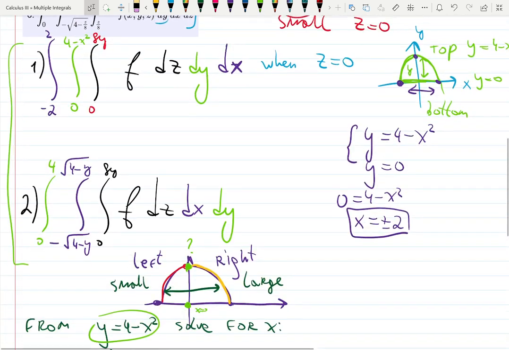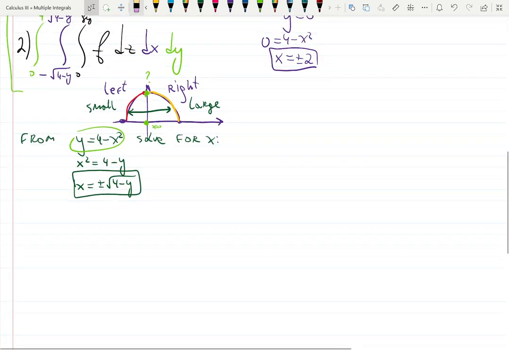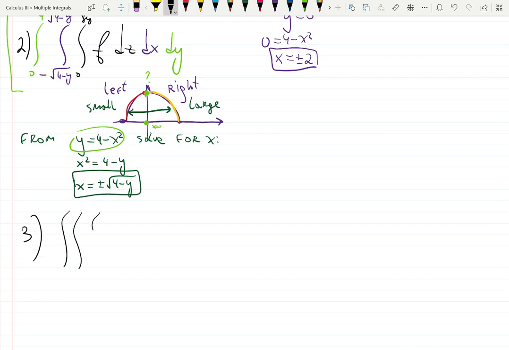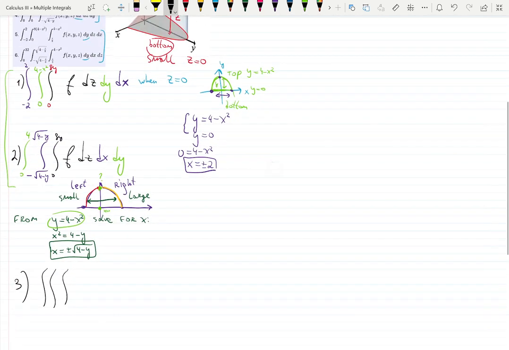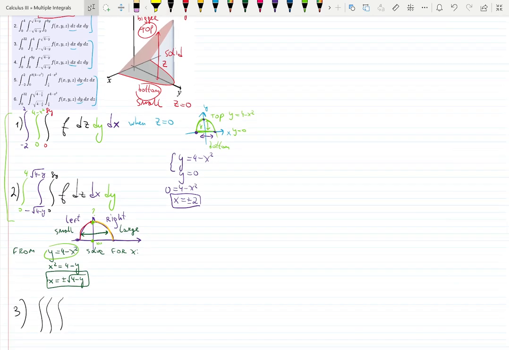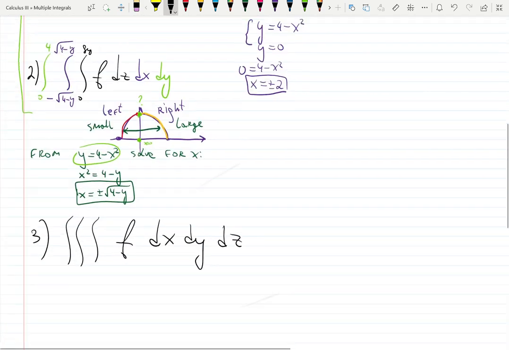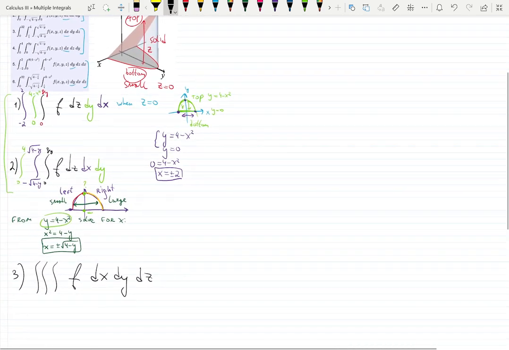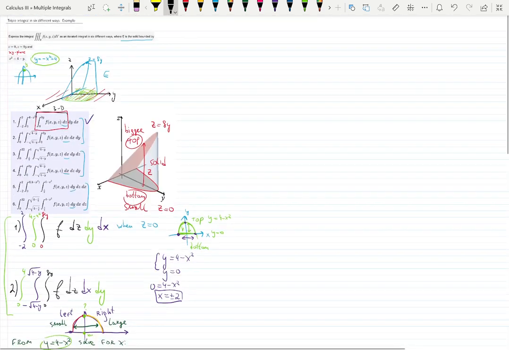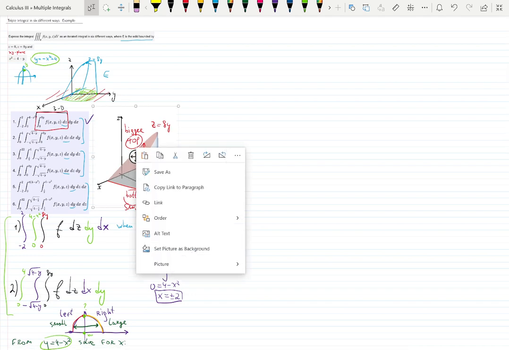Let's do number 3. Let's speed up a little bit. Number 3, integral, integral, integral. What did we choose for number 3? It's a very random choice, so I want to stick to this notation. F. They chose dx, dy, dz. Okay, so now x will be in 3D. That's the idea. We're going back to the 3D picture.